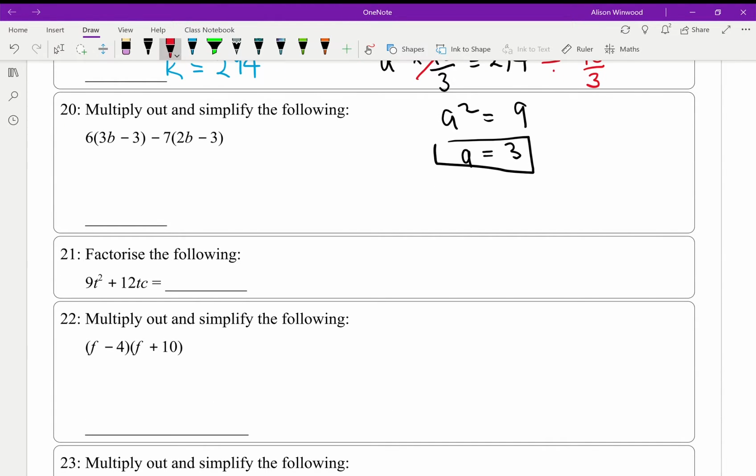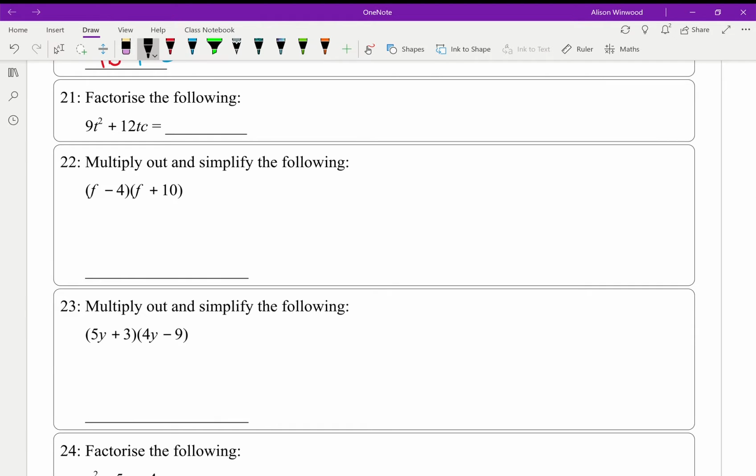Standard expanding brackets, so 18b subtract 18, negative 14b, negative times negative is positive, so positive 21. Comparing the b terms, I've got 4b. Comparing the constant terms, I've got positive 3.